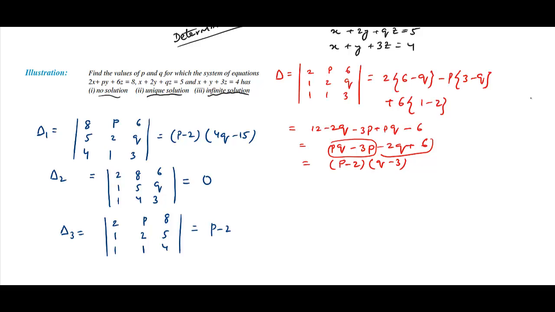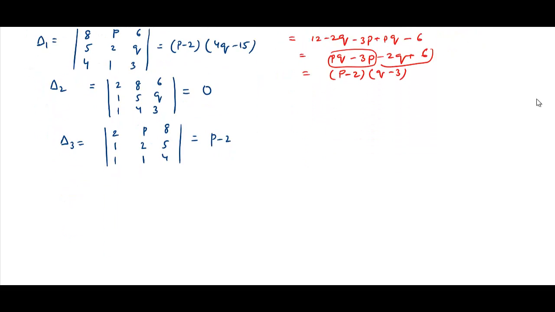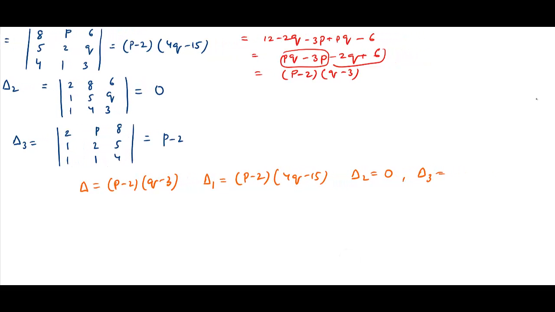So now we have 4 values with us. Delta is equal to (p minus 2) into (q minus 3). We have delta 1, which is (p minus 2) into (4q minus 15). We have delta 2, which is 0, and we have delta 3, which is equal to p minus 2. So we have this information with us.